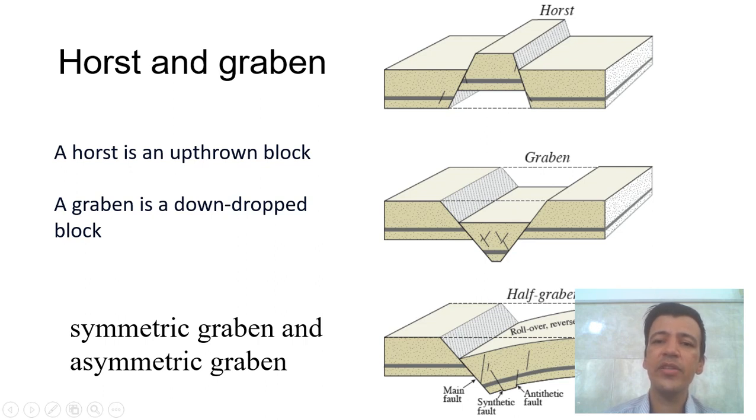A block moving toward the up is a horst. Super simple, super easy. And what about graben? A graben is a block moving downward. This is a full, symmetric graben and horst.